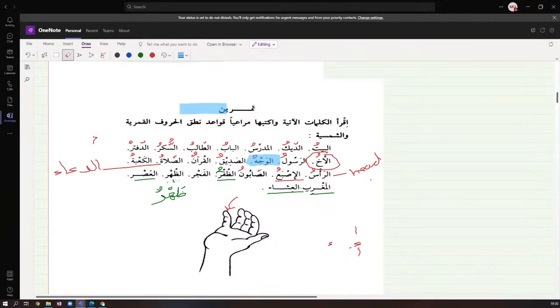Okay, so we have البيت, الديك, المدرس, الباب, الطالب, السكر, الدفتر, الأخ, الرسول, الوجه, الصديق, القرآن, الصلاة, الكعبة, الرأس, الإصبع, or however you want to pronounce it, الصابون, الظفر, الفجر, الظهر, العصر, المغرب, العشاء.